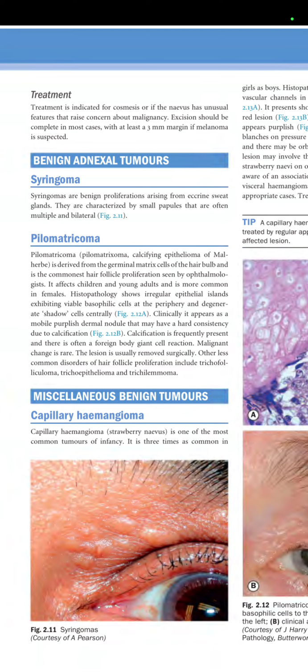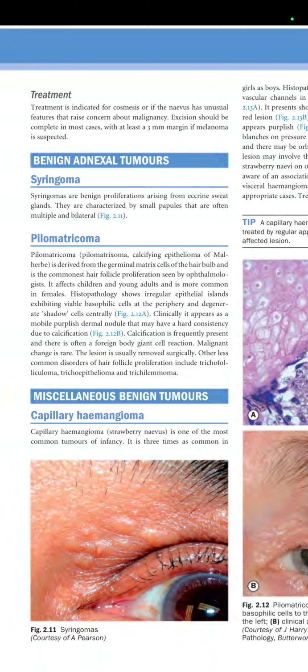Benign adnexal tumors: these include syringoma and pilomatricoma. Syringomas are benign proliferations arising from the eccrine sweat glands. They are characterized by small papules that are often multiple and bilateral. So you can see in this figure, syringoma: a benign proliferation of eccrine sweat glands, multiple and bilateral, appearing as small papules.